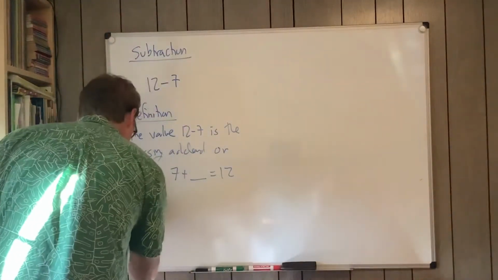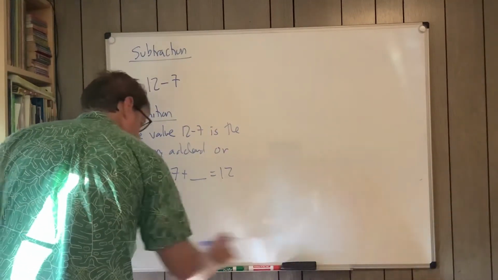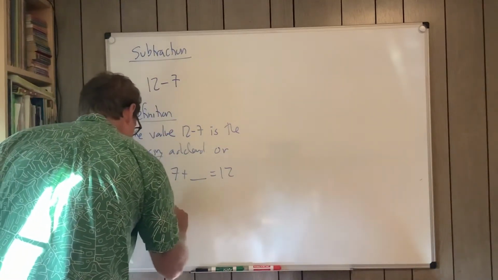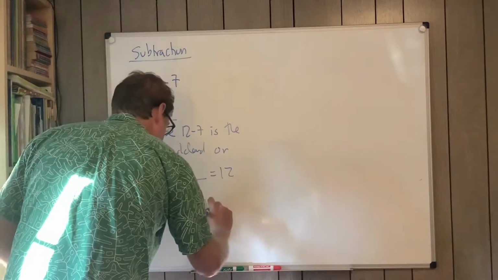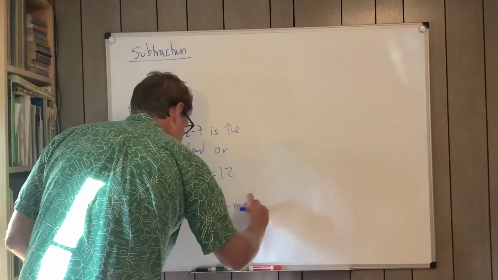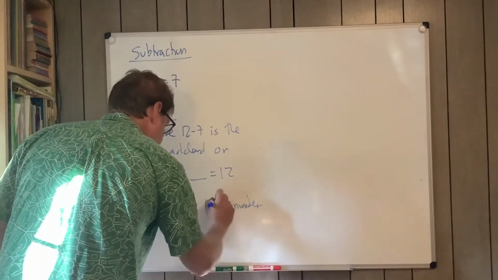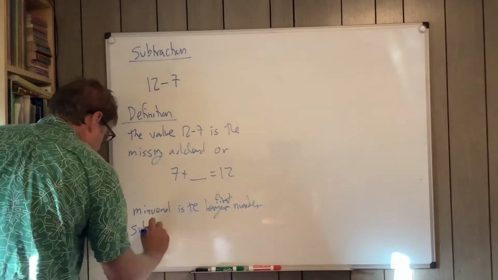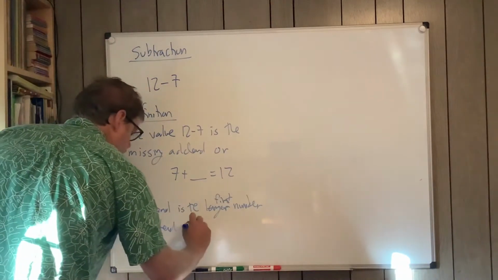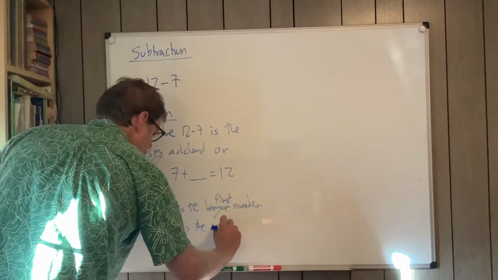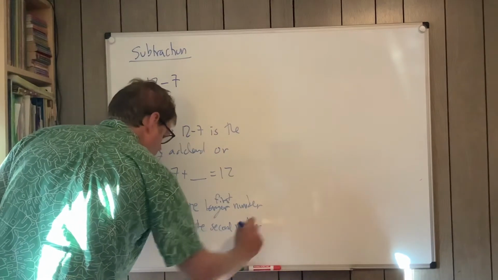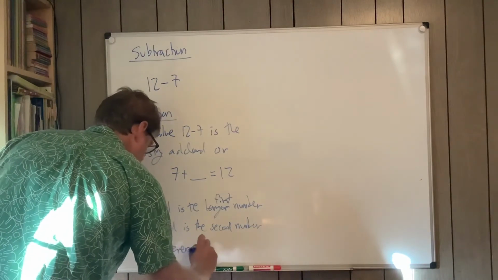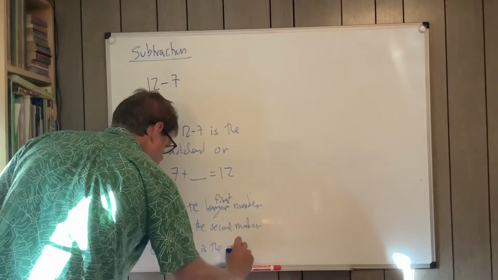So just some terminology here. The minuend is first. So the minuend is the larger number. In normal cases, the first number. And then the subtrahend is the second number. And then the difference is the result.